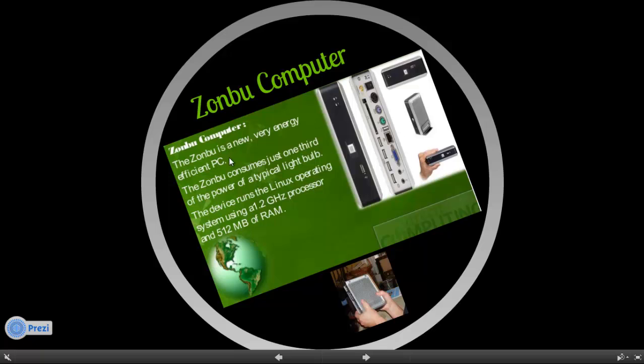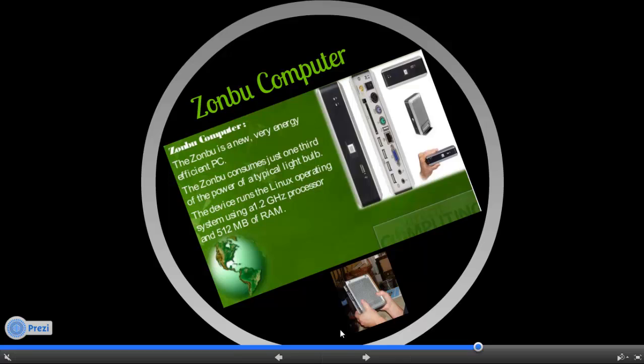See, as I said, Zonebook is a new and very energy efficient PC. It consumes 1/3 of the power of a typical light bulb, and the device runs the Linux operating system using a 1.2 GHz processor and 512 MB of RAM. So this Zonebook computer consumes only 15 watts, as the other typical desktop PC consumes 175 watts of electricity. So go for Zonebook computer.